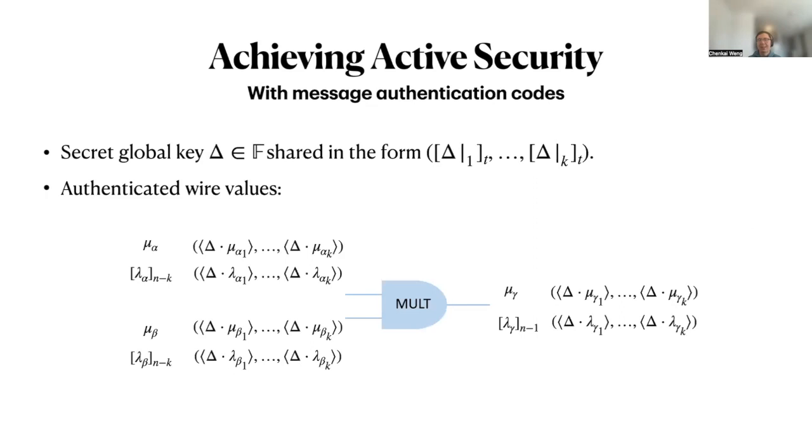And we assume that the parties will secretly share this global key delta, which is a field element, and it will be shared in the form of Shamir shares evaluated at k different points. During the circuit evaluation, the parties will not only obtain the Shamir shares of these values, they are also obtaining the additive shares of the authenticated version of these values, as shown in this figure.